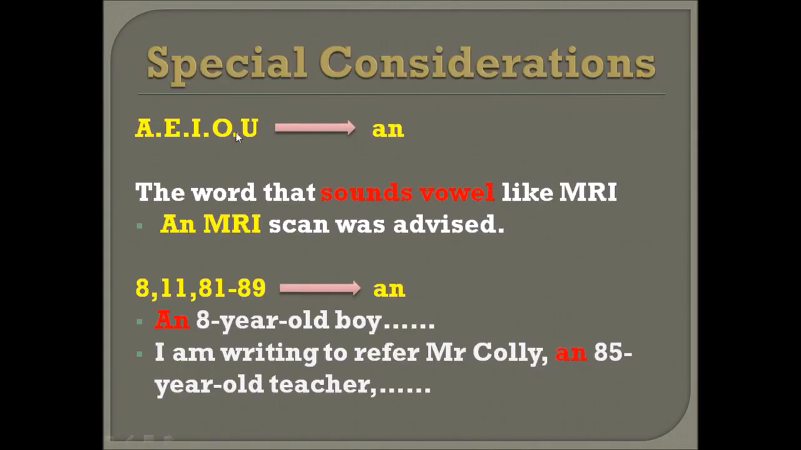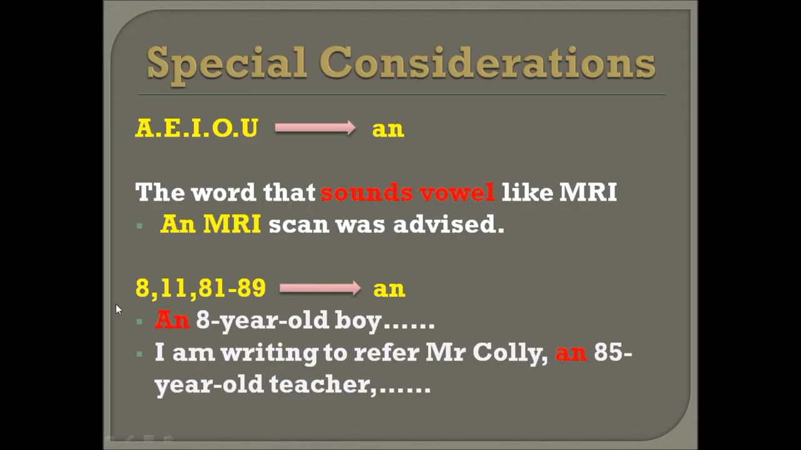Okay, let's discuss some special considerations here. If a word starts with a, e, i, o, u, then we will definitely put the article "an" before that word. There are some special considerations as well. A word that sounds like a vowel, but is not a vowel word, like MRI, will definitely take an article: an MRI scan was advised. As we say MRI, it sounds like a vowel, so we will definitely put an here.